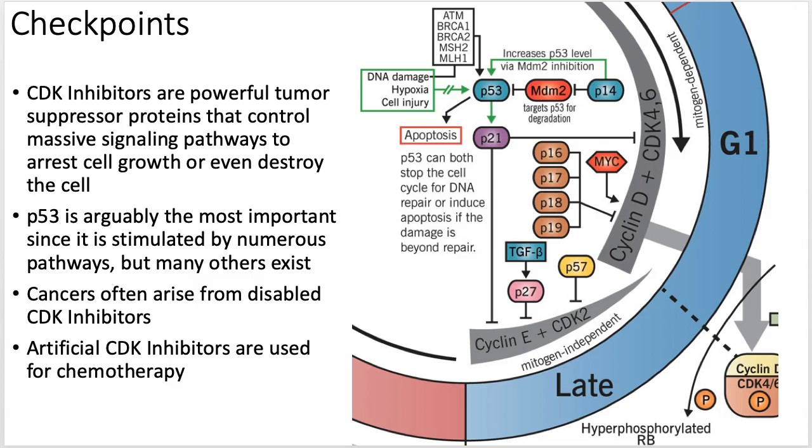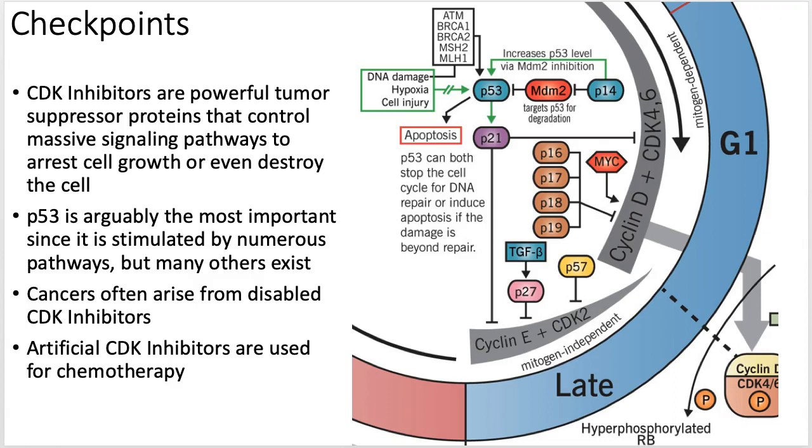P53 is the most important. A bunch of pathways go into P53, but there are other pathways, obviously. Cells are complicated. If you disable these, I already mentioned this, but I have a slide for it, so if you disable any of these things, you can have an increase in cancer, or at least the potential for cancer.